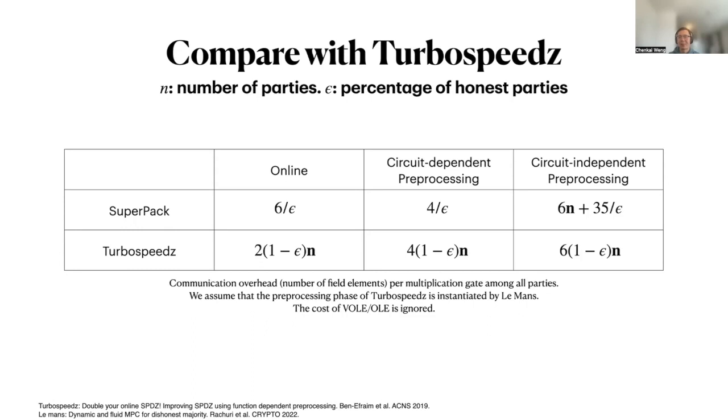We compare with a previous concretely efficient work called Turbospeed. Here, n is the number of parties and epsilon is the percentage of honest parties. Both protocols' communication costs, divided by the three phases, are shown in this table. Both the online phase and circuit-dependent preprocessing phase of the Turbospeed protocol have communication cost linear in the number of parties, and this is the main difference between these two protocols. Here, we assume that the preprocessing phase of Turbospeed is instantiated by the method from Le Mans, where they realize the functionalities of VOLE and OLE from the pseudorandom correlation generator, which achieves sublinear communication. So this part of the cost is not reflected in this table.